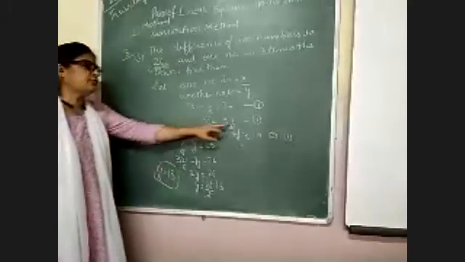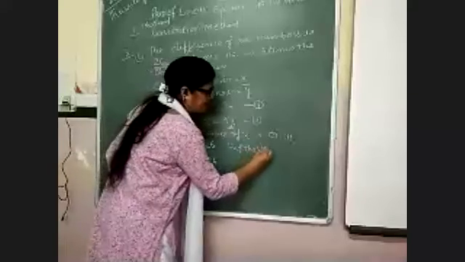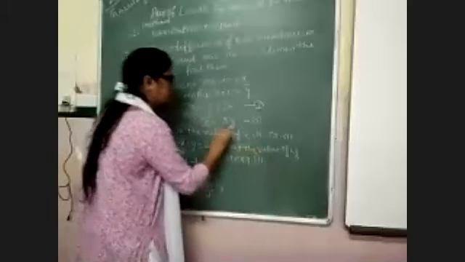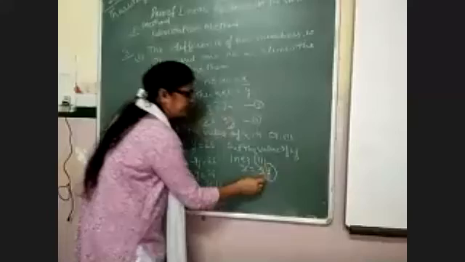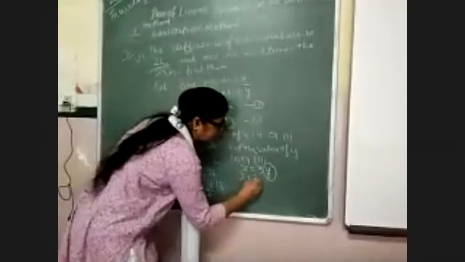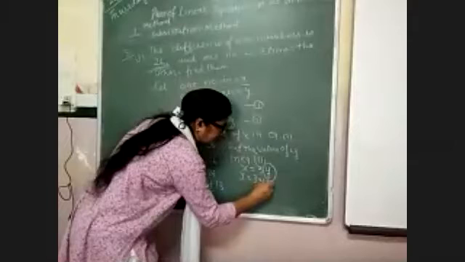Now put the value of y in the second equation. This is your second equation, x equal to 3y. Now in place of y, you put the value of 13. x equal to 3 times 13, so x equal to 39. Then your two numbers are 13 and 39.